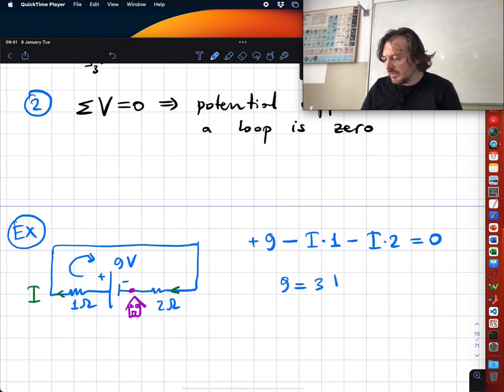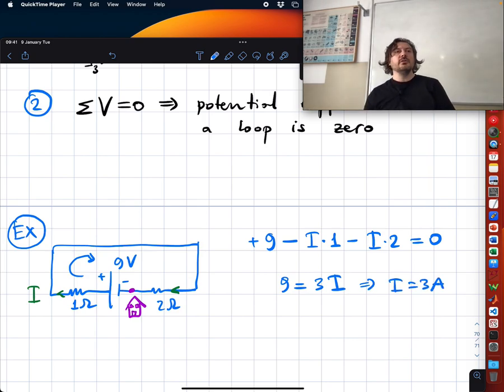So this tells you that 9 is 3I, so the current is 3 amperes. Of course, here you didn't even need Kirchhoff's rules to solve this, but you will need it in other situations, right? Let me give you that particular situation.